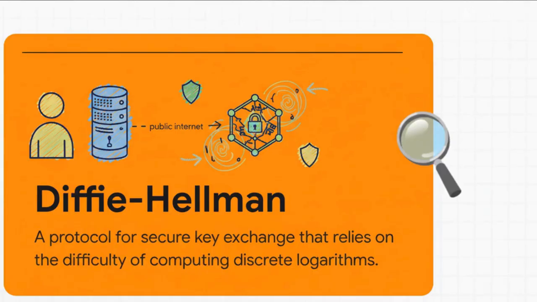Diffie-Hellman is pure genius. It lets two people, say you and your bank's website, create a shared secret key, like an AES key, right over the open, untrusted internet, without ever actually sending the key itself. It's the elegant solution to that nagging key-sharing problem that symmetric encryption has.